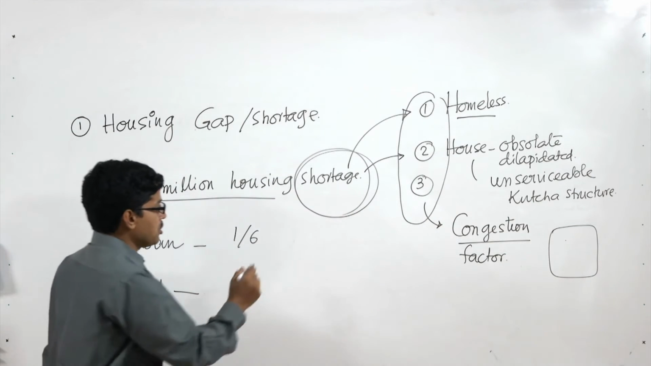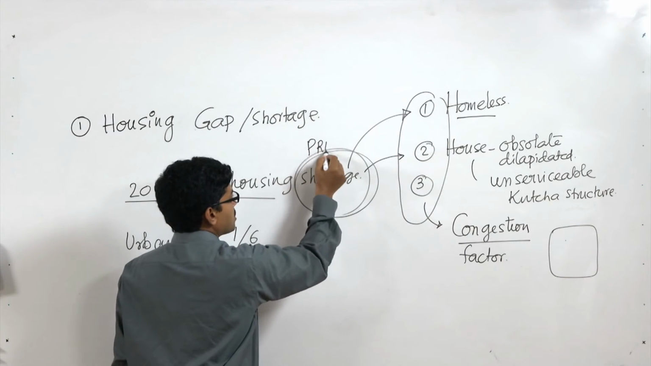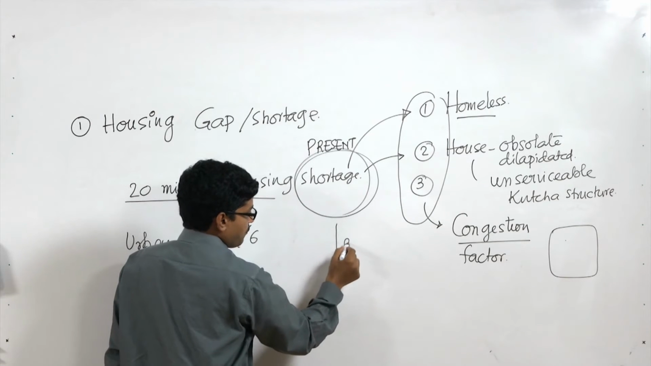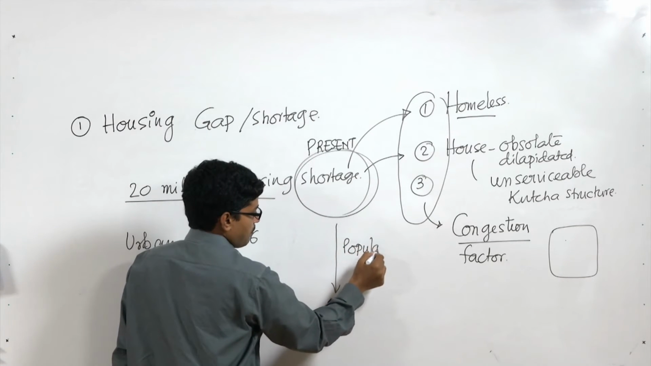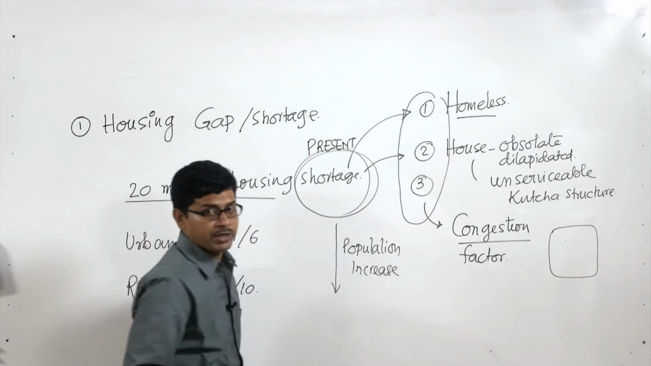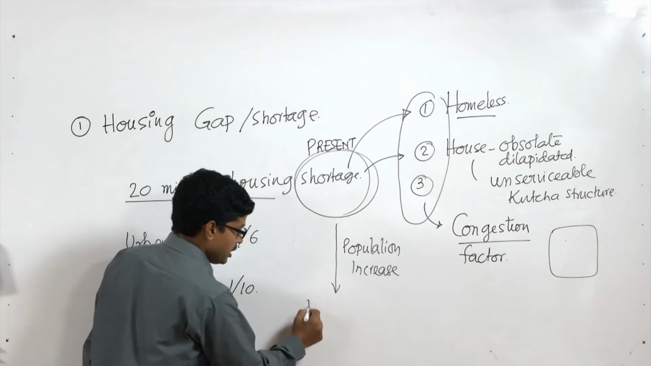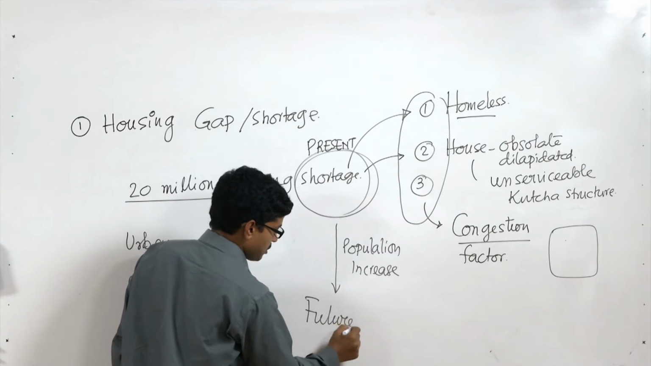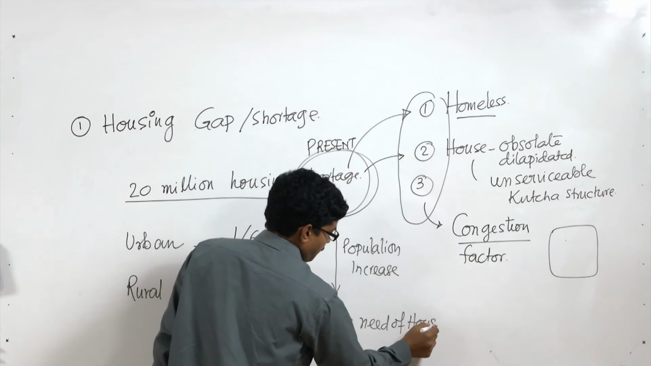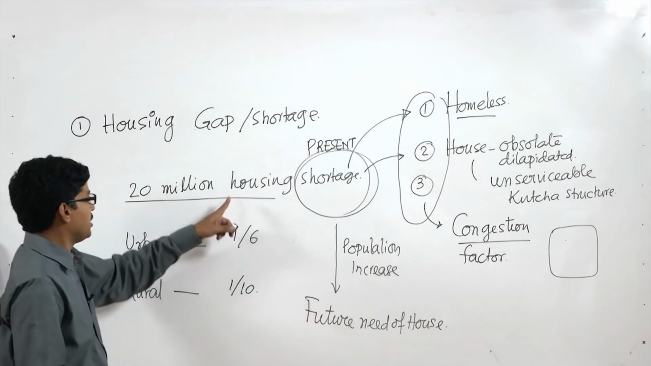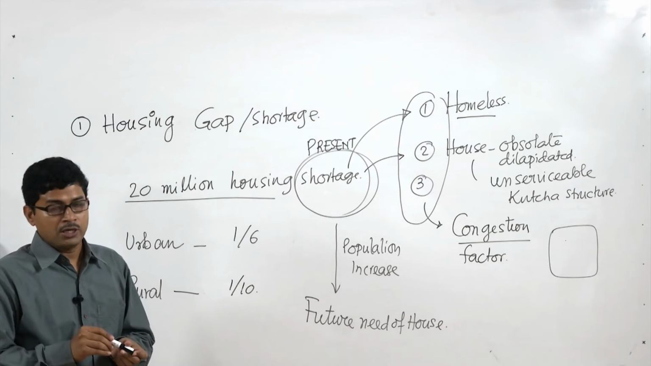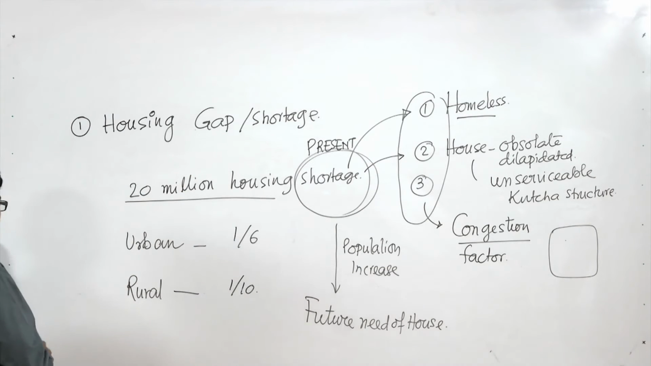And not only that, this is the present shortage what we have discussed, based on the population increase, we have to satisfy the house for the future population. So, there will be some additional future need of houses. Therefore, the future need of the house and the current need, which is 20 million, the actual need of the house is much more than we envisage. So, that is the housing gap or housing shortage in total.